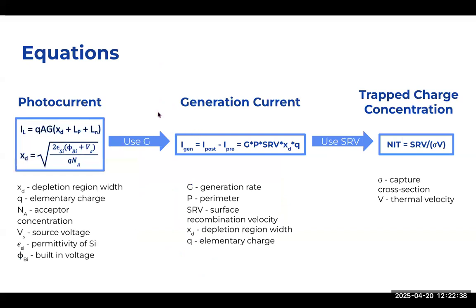These were the equations used to find the concentration of interface traps. The left two equations were used to find the generation rate of electron hole pairs. The middle equation was used to find the surface recombination velocity. And finally, the last equation was used to find the concentration of interface traps.